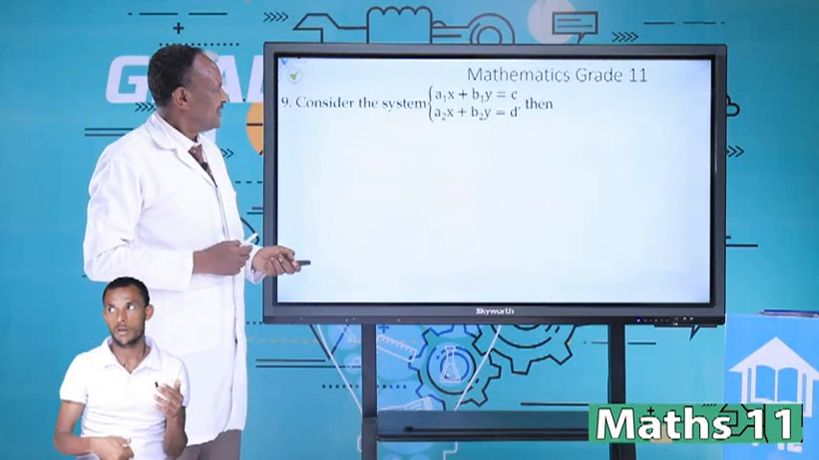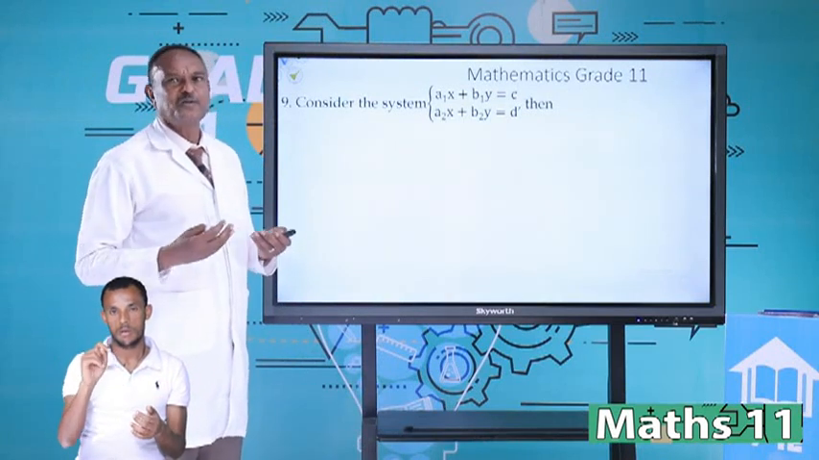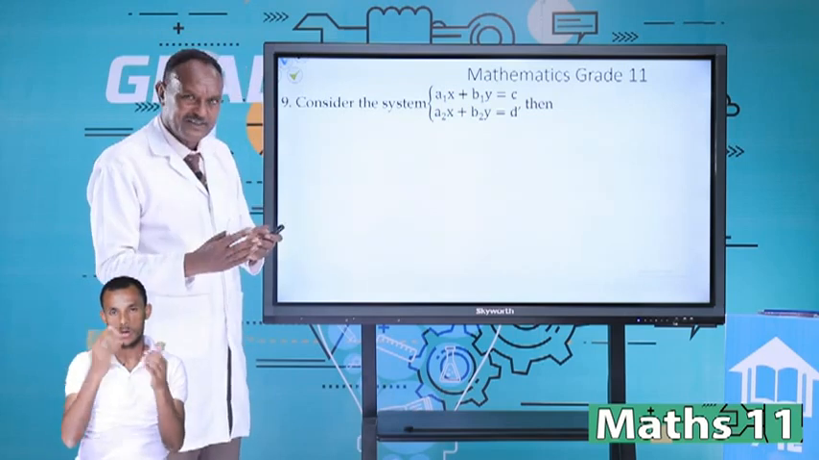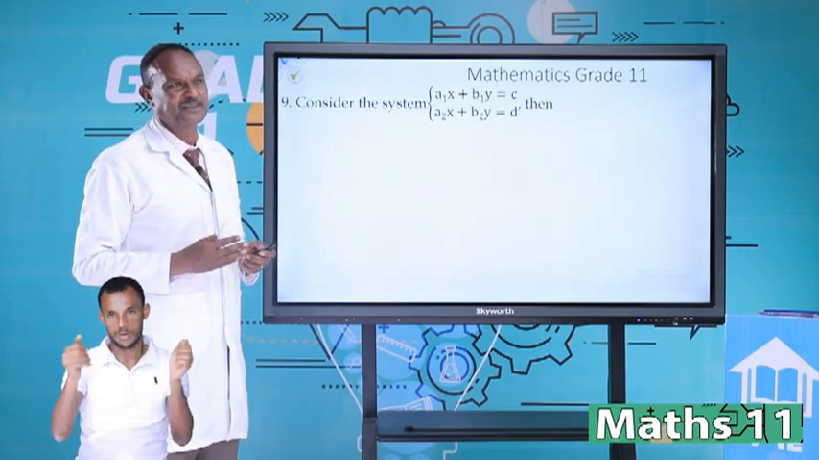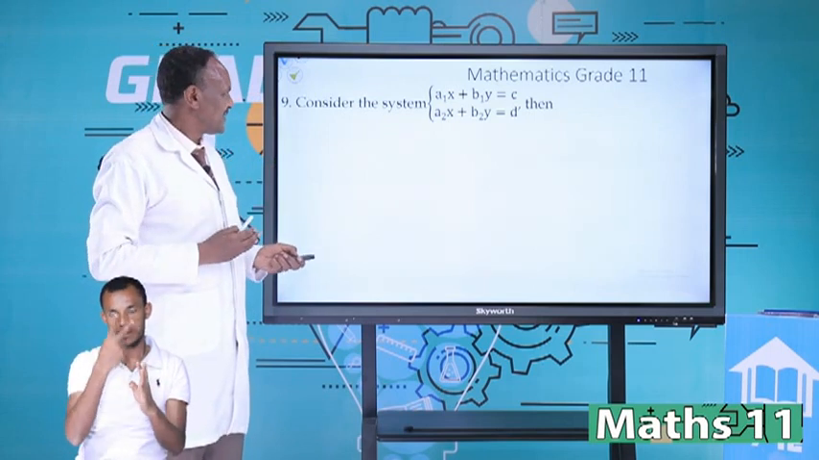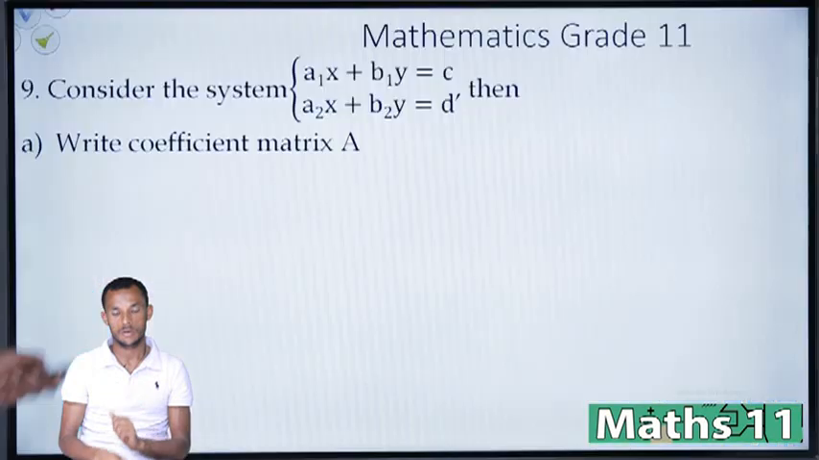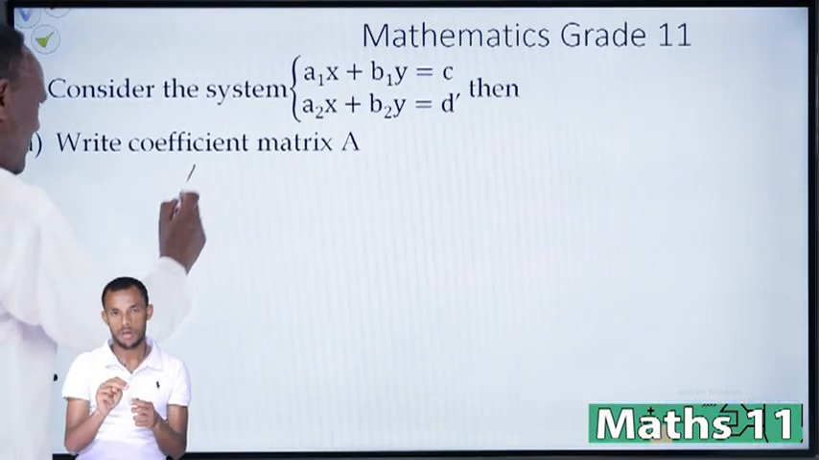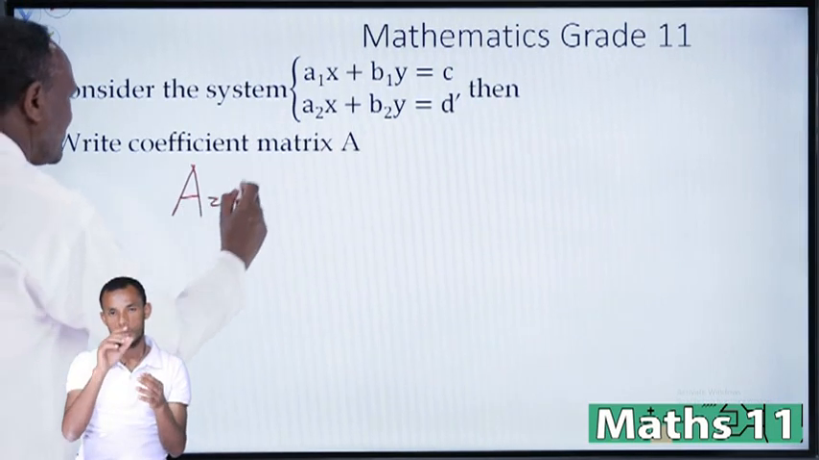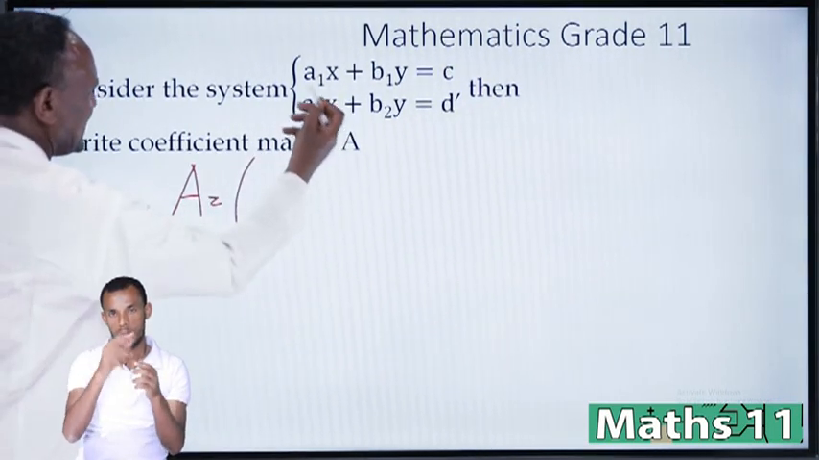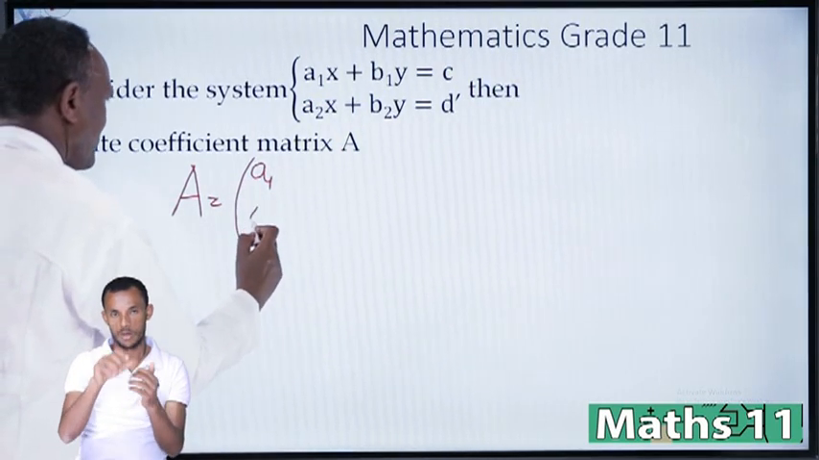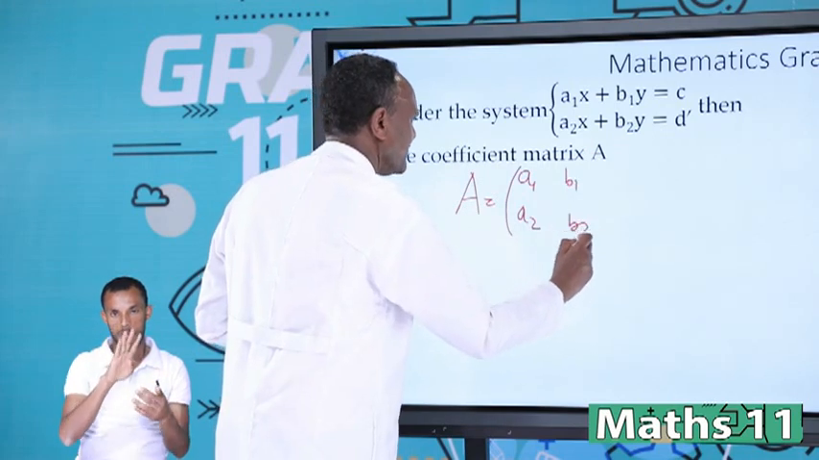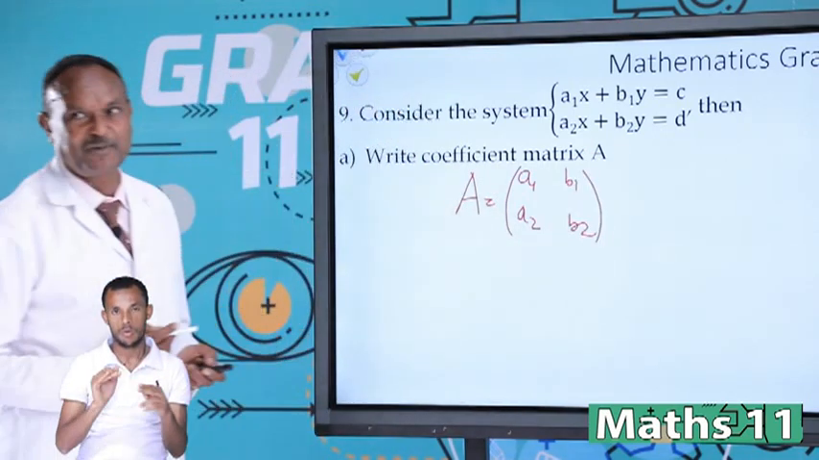Determinants are also applicable to solving systems of linear equations, especially 2 equations with 2 variables or 3 equations with 3 variables. Let's take one simple example. You are given this system. Write the coefficient matrix A. The coefficient matrix consists of the coefficients of the variables: x has coefficients A1, A2, and y has coefficients B1, B2. This is what we call the coefficient matrix.